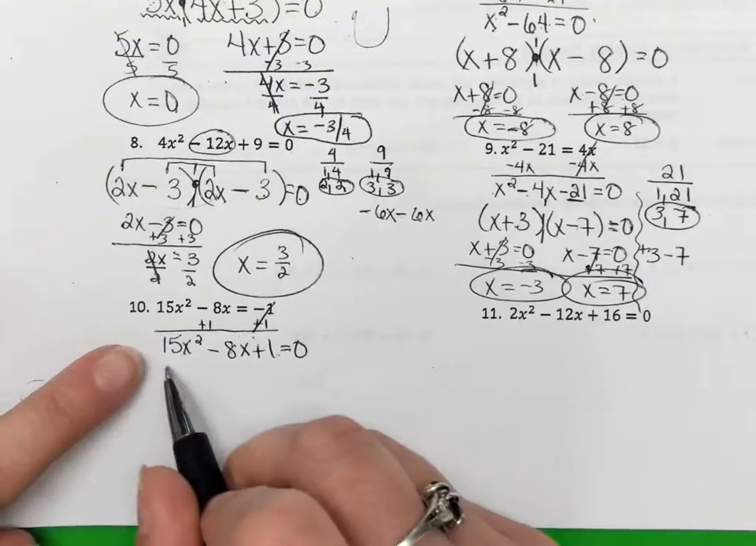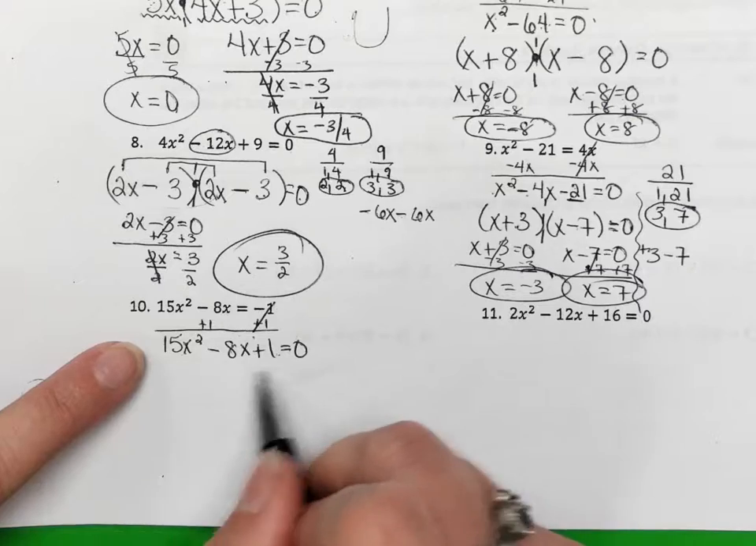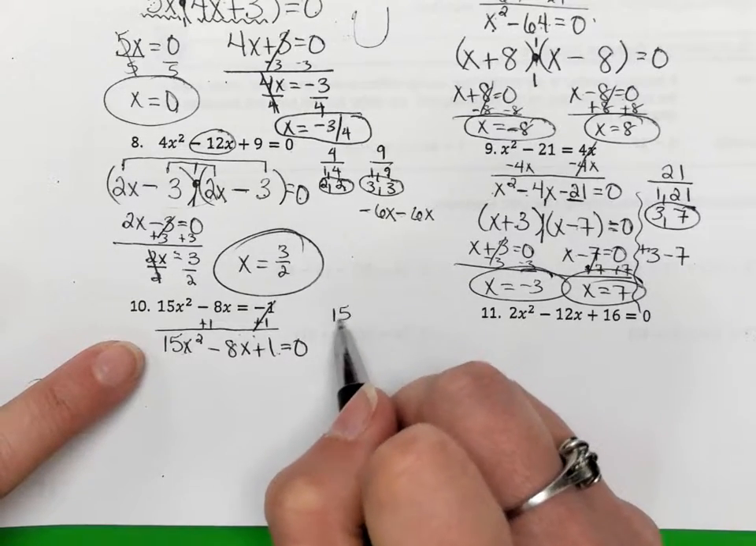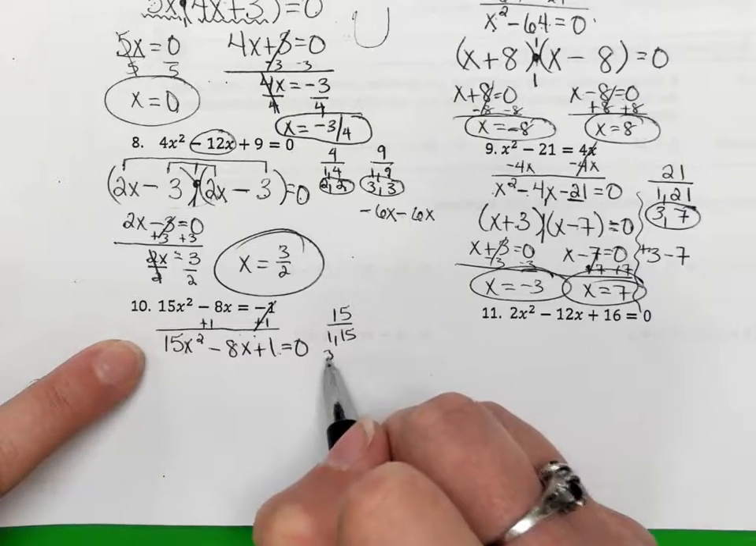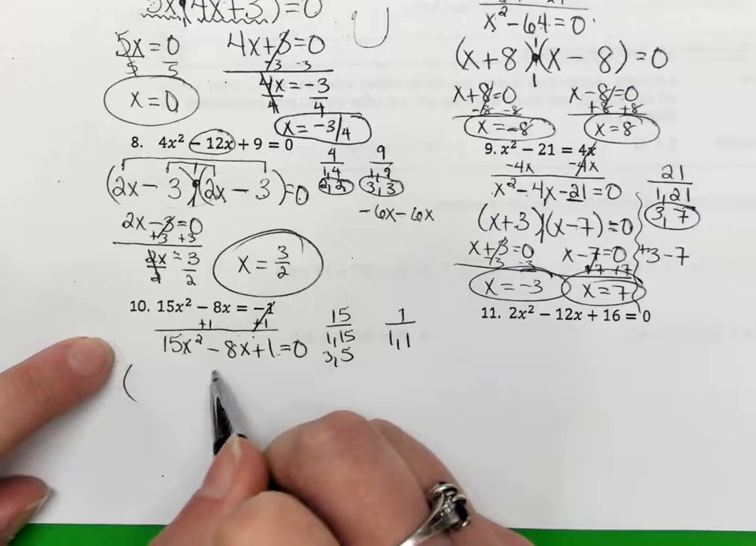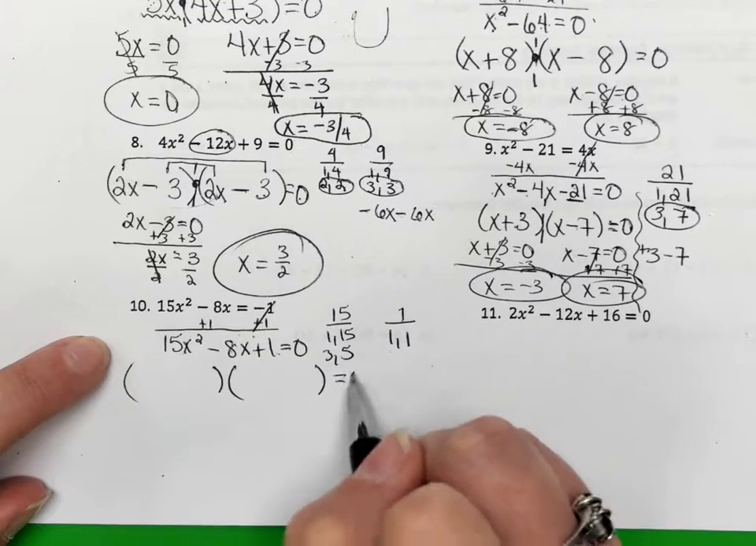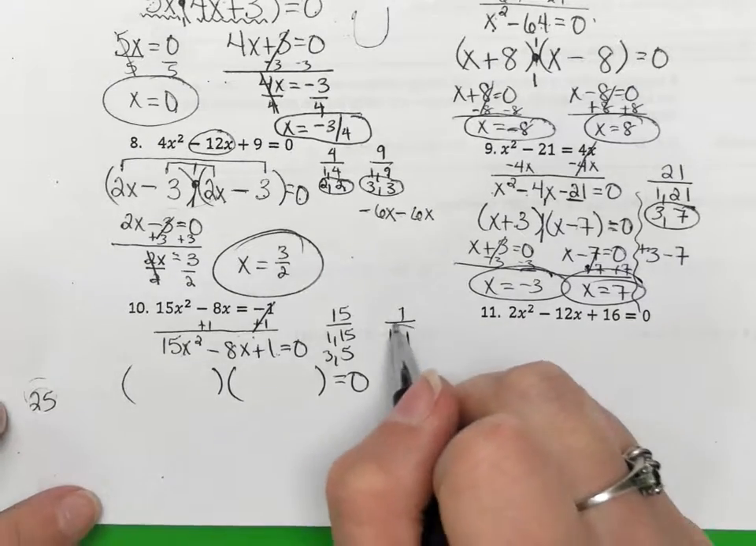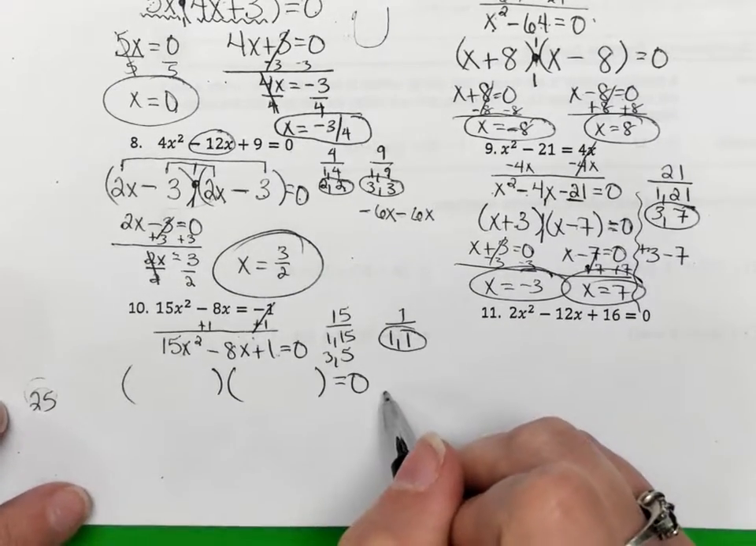Alright, so here we go. Do they have anything in common? 15, 8, and 1. Nope. Alright, so factors of 15 and factors of 1. Alright, so let's see. Which one? I know I have to use 1 and 1, right? Because that's the only one there.